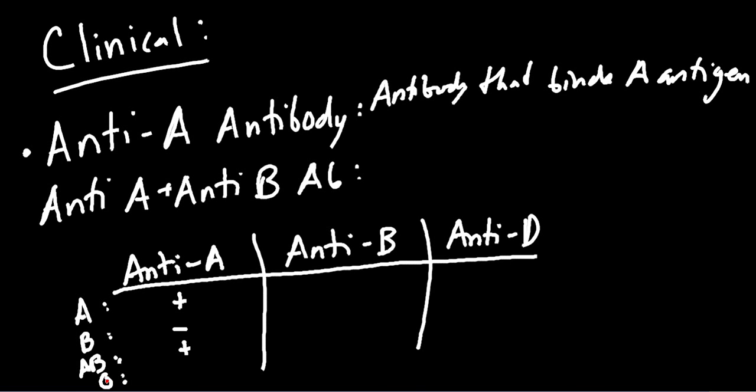And then for blood type O, you will not see a reaction because there's no antigen on blood type O, none whatsoever. I mean, there is, but there's no A antigen, there's no B antigen. That's all we care about right now.